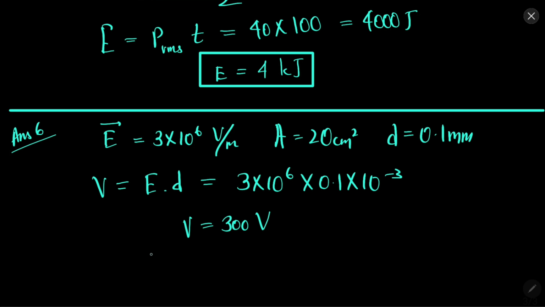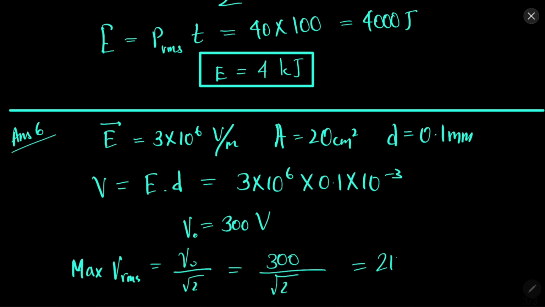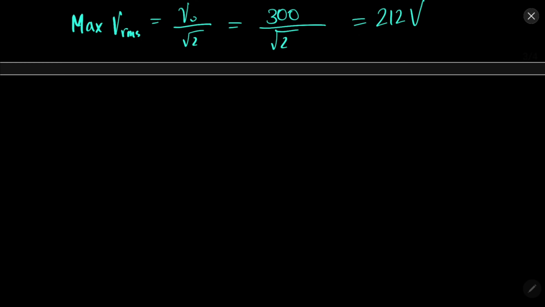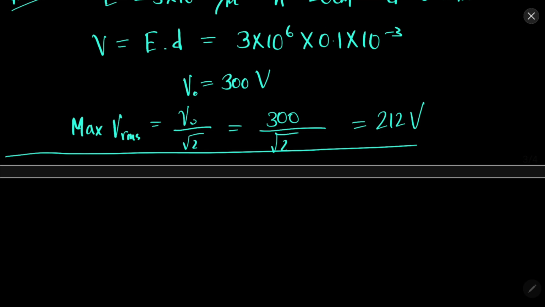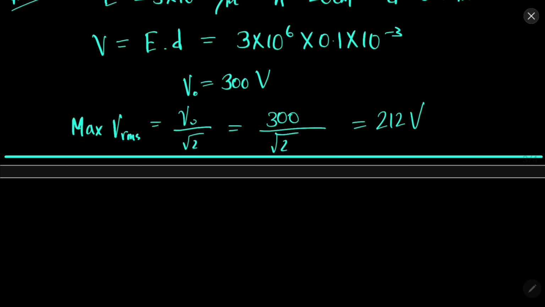Now max RMS voltage will be V0 over root 2, or 300 over root 2, 212 volt. So the maximum RMS voltage will be 212 volt.